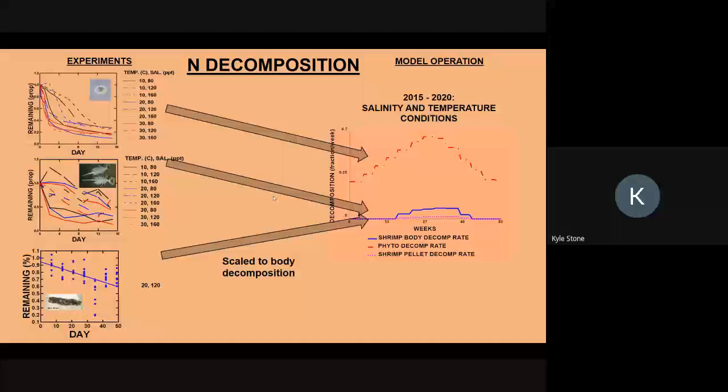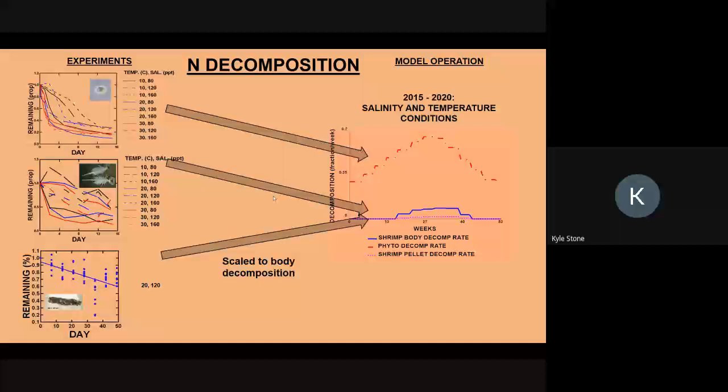So how do we put this into the nitrogen model? I took 2000 to 2020, a period in which I talked to you before on how this phytoplankton and shrimp were changing in the ecosystem model. I took those salinity and temperature conditions and calculated for a year on a weekly basis that this is the phytoplankton. You can see it decomposes at a higher percentage per week. The shrimp bodies are decomposing in the blue line here at a much slower rate per week.